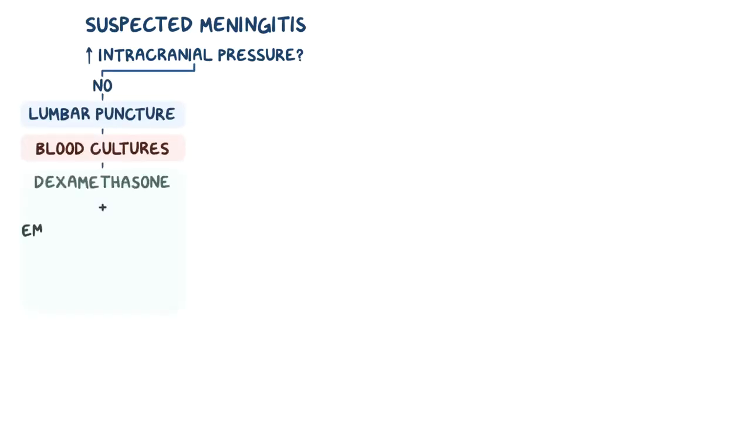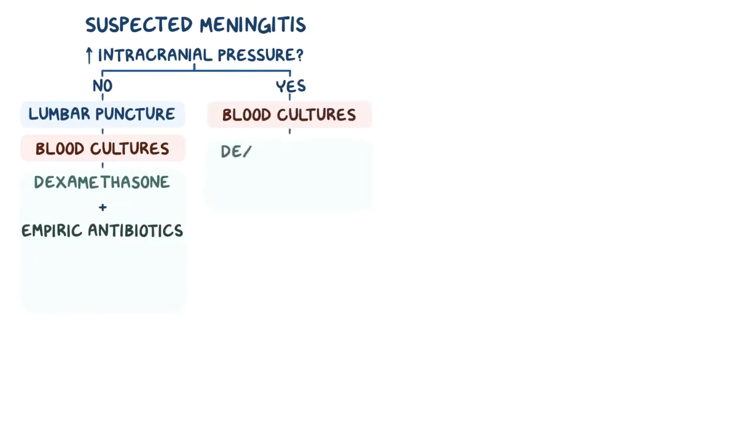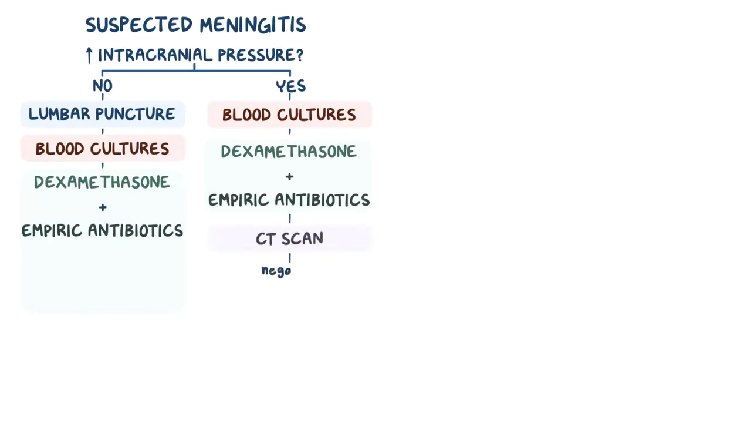When approaching an individual with suspected meningitis, it's important to find out if there's any evidence of increased intracranial pressure, which could be a contraindication to a lumbar puncture. If not, do the lumbar puncture, then draw blood cultures and start dexamethasone and empiric antibiotics. If there are signs of increased intracranial pressure, then draw blood cultures and start dexamethasone and empiric antibiotics. Next, do a CT scan. If negative, do the lumbar puncture.